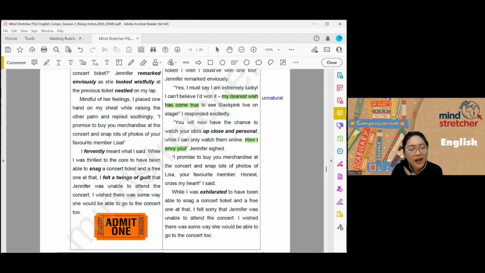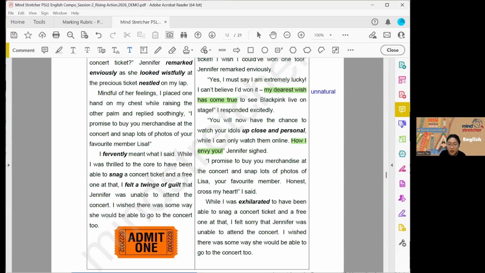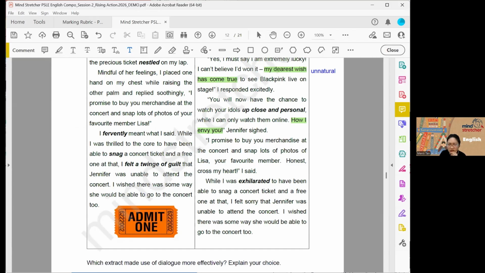Then dialogue again. Direct speech again. I promise to buy you merchandise at the concert and snap lots of photos of Lisa, your favorite member. Honest, cross my heart. Do you talk like that? Very weird also, right? And this is very formal. In fact, will you talk to your friends like that? A bit awkward, right? This would be better expressed in a different way, not dialogue.